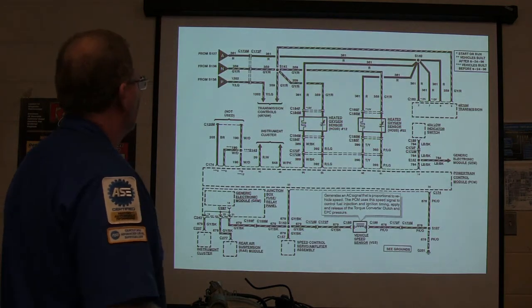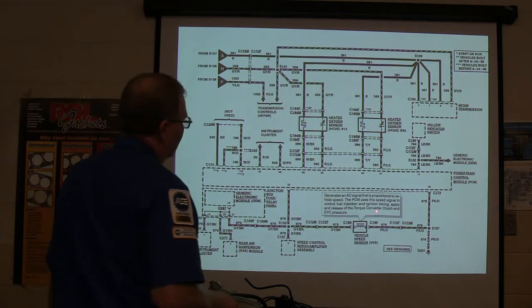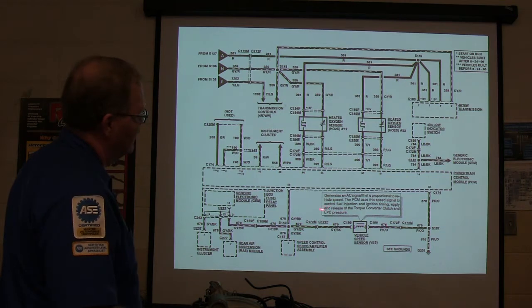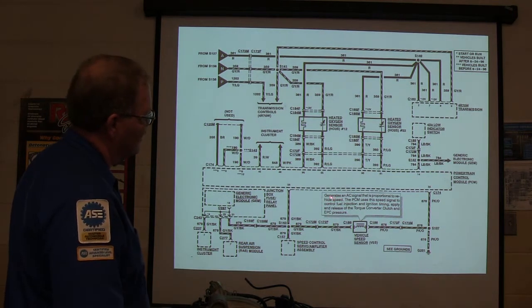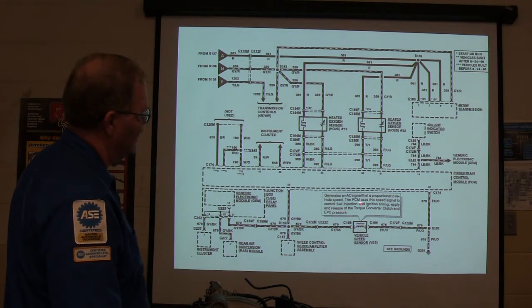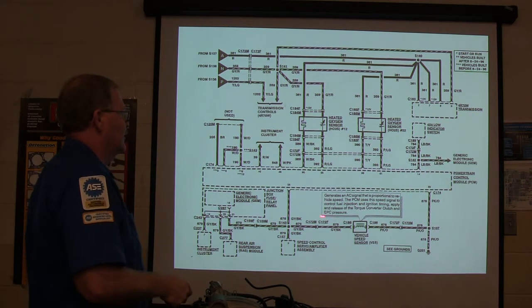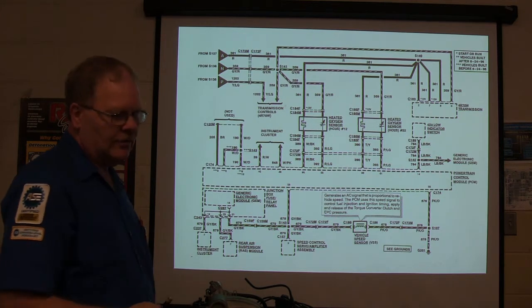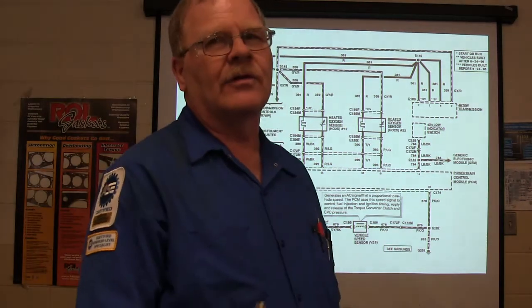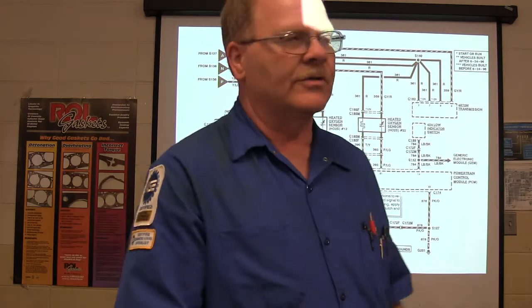All right, now look at the way this is. See your vehicle speed sensor right here. And they have a little box right here telling you it generates an AC signal proportional to vehicle speed, used to control fuel injection, ignition timing, release of the torque converter clutch, and electronic pressure control. That's your EPC, the pressure for the transmission. When it raises the pressure, it holds the shifts longer and all that.